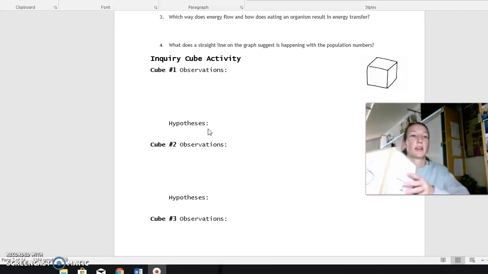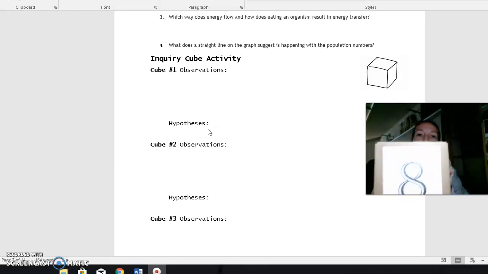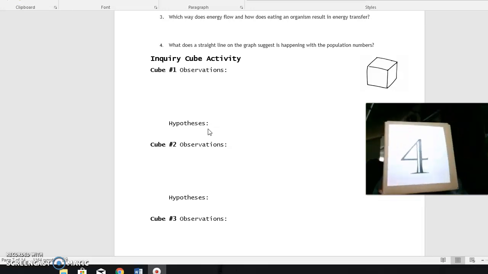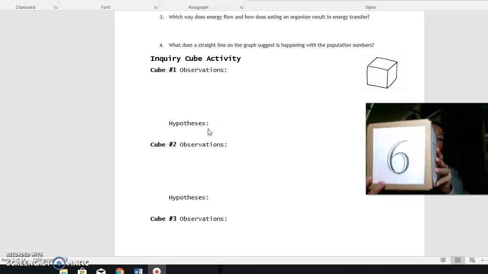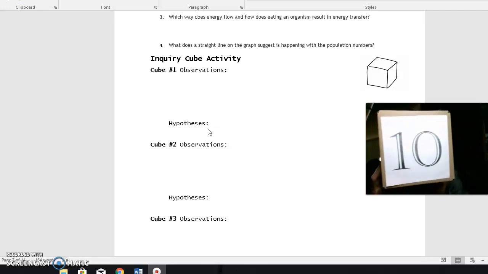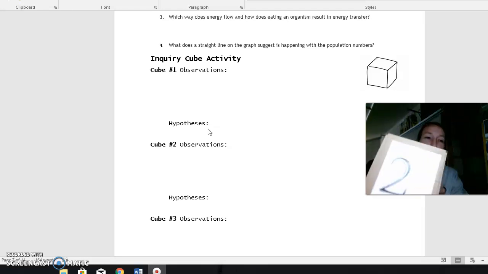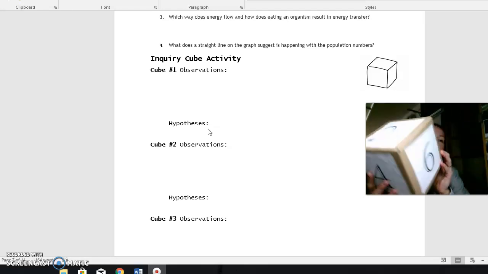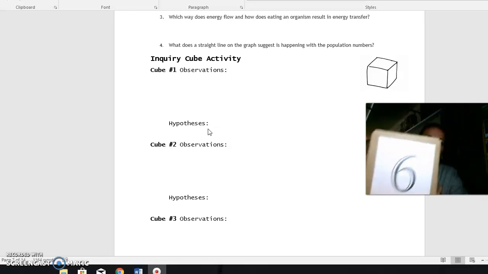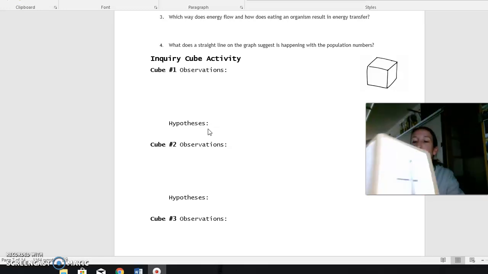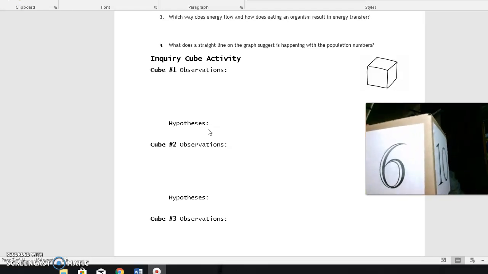Okay, now the second cube. On one side you have an 8, a 4, a 6, and a 10. And then on the top side you have a 2. And your job, once again, is to figure out what would be on the bottom part. So you have a 2, 4, 6, 8, and 10. And what would be on the bottom part?